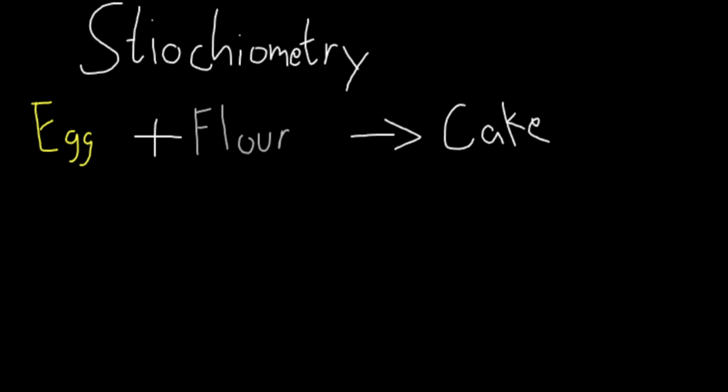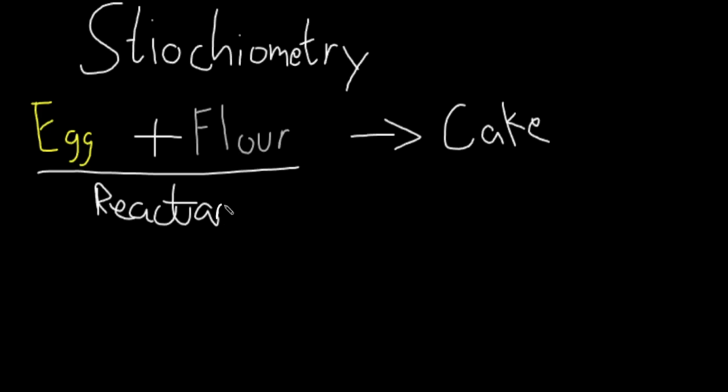Think of the ingredients being reactants and the cake being the product. The reactants are typically located on the left, these are the reactants. And when they transform, that is called the product, which is the cake.